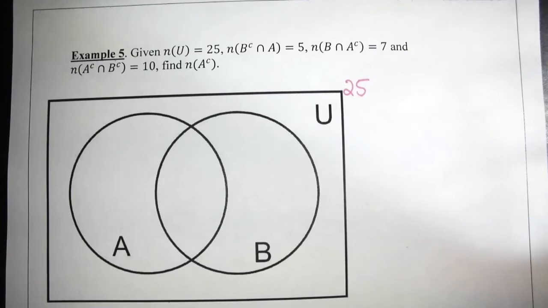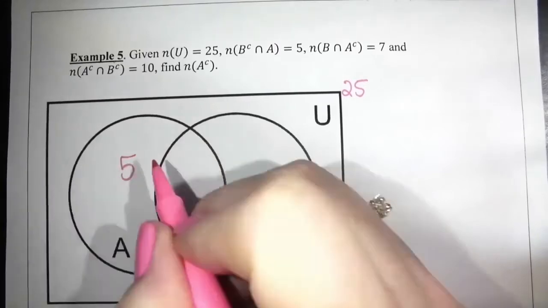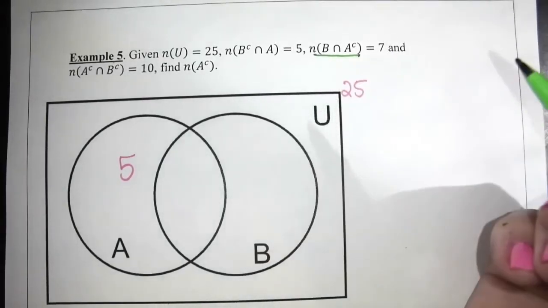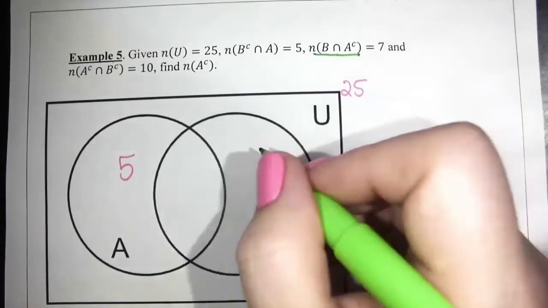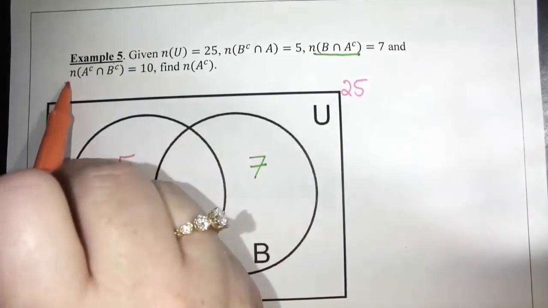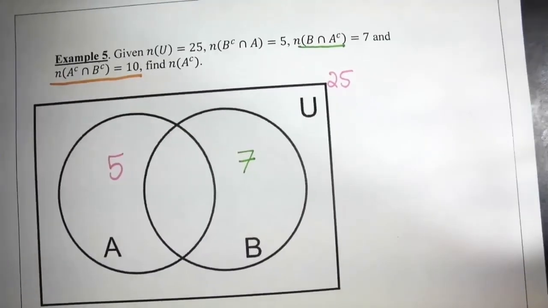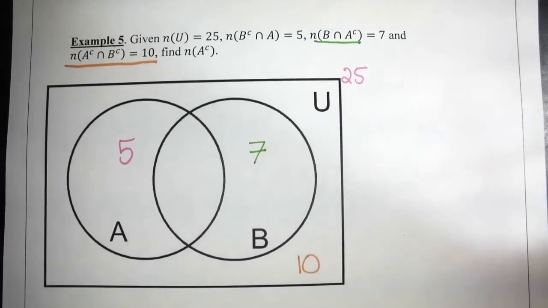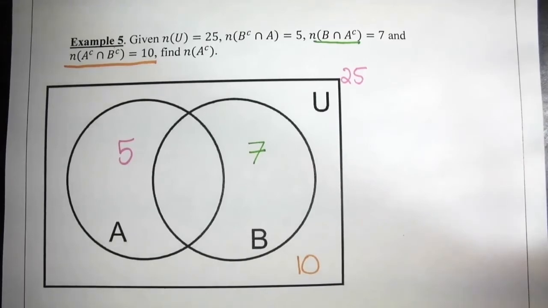So where does not in B and in A go? Not in B and in A goes right here. That's sort of moon-shaped. Then the next one, the 7, is B and not A. So in B and not in A should go here. And then they give us this one here, the 10, not in A and not in B. So in other words, in neither. So that goes out here. So how do you finish your Venn diagram? What do you do here?